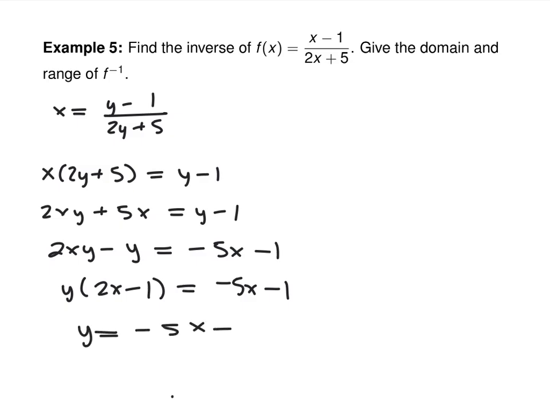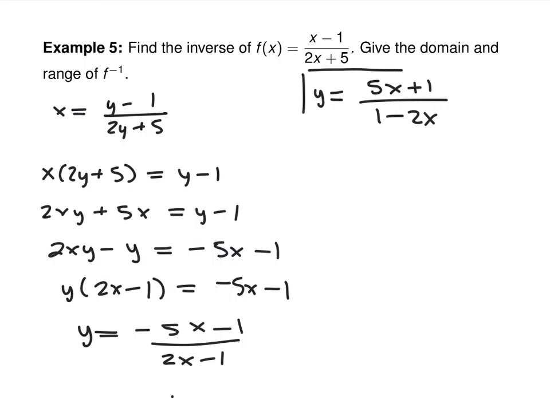Did anybody get negative 5x minus 1 over 2x minus 1? It also is correct if you got 5x plus 1 over 1 minus 2x, because that's just multiplying the denominator and numerator by negative 1. Okay, so there's the inverse.